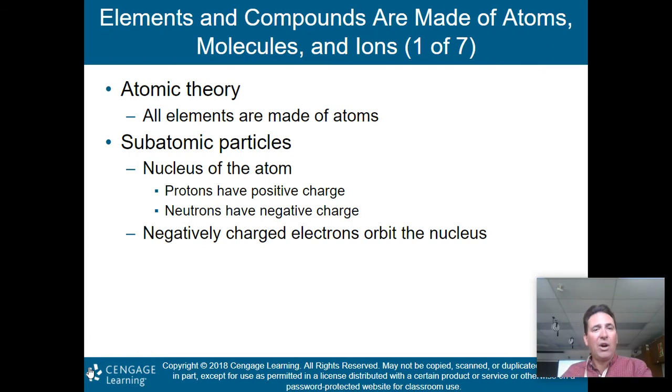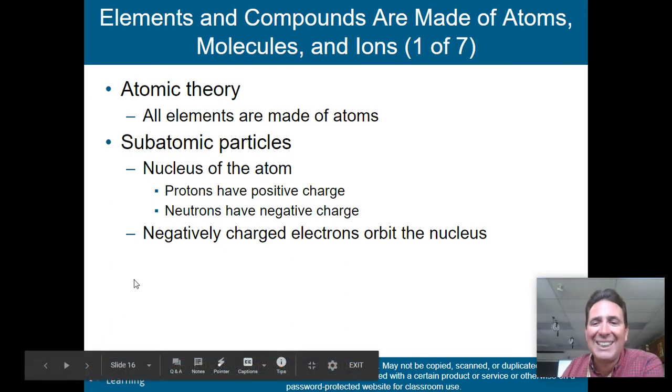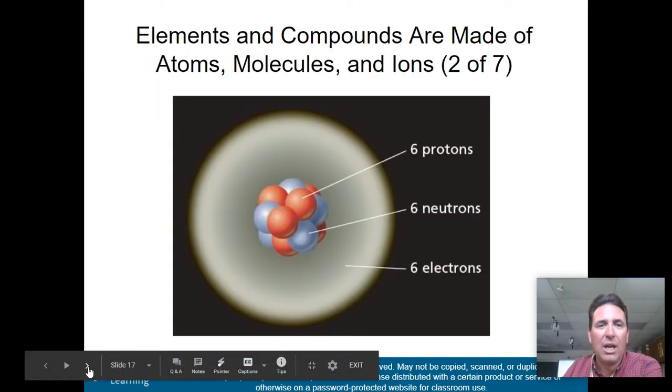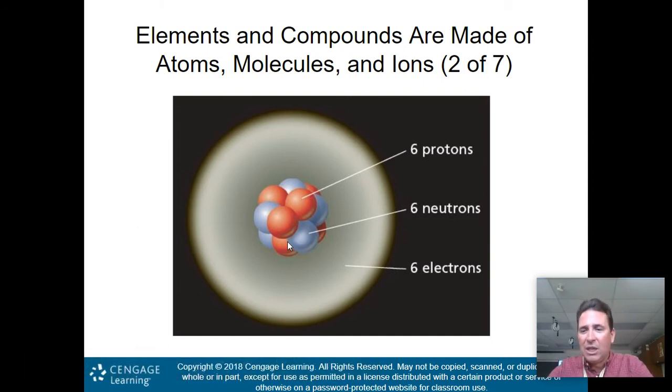Now, atomic theory: all elements are made up of atoms. There are subatomic particles in the atom. The nucleus has protons and neutrons. Protons have a positive charge. Neutrons have a negative charge. And of course, orbiting the nucleus of an atom are the negatively charged electrons. They're the ones that orbit the nucleus. So here is an example. This is carbon. It has an atomic number of 6: 6 protons, 6 electrons, and also 6 neutrons.